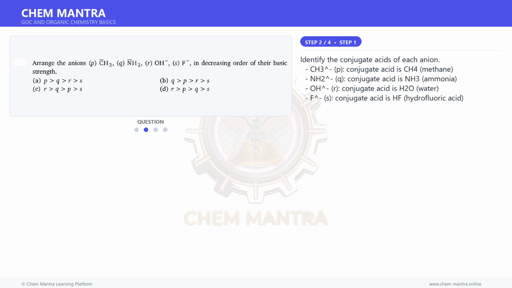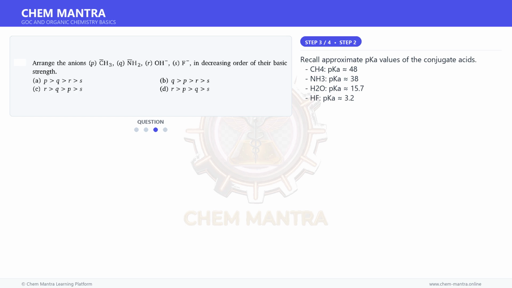Moving on to the next step. Identify the conjugate acids of each anion. CH3- conjugate acid is CH4, methane. NH2- conjugate acid is NH3, ammonia. OH- conjugate acid is H2O, water. F- conjugate acid is HF, hydrofluoric acid.